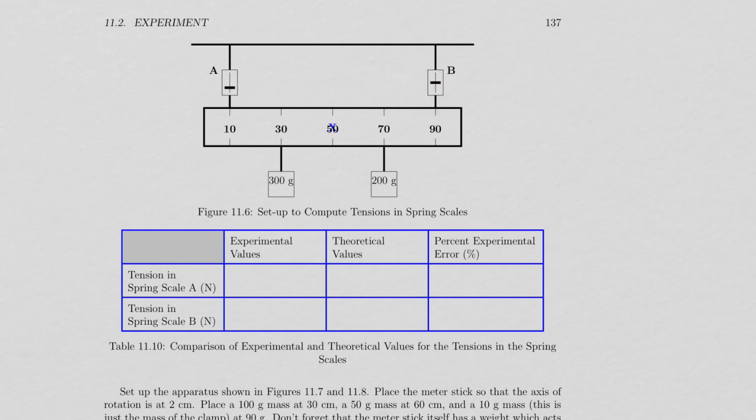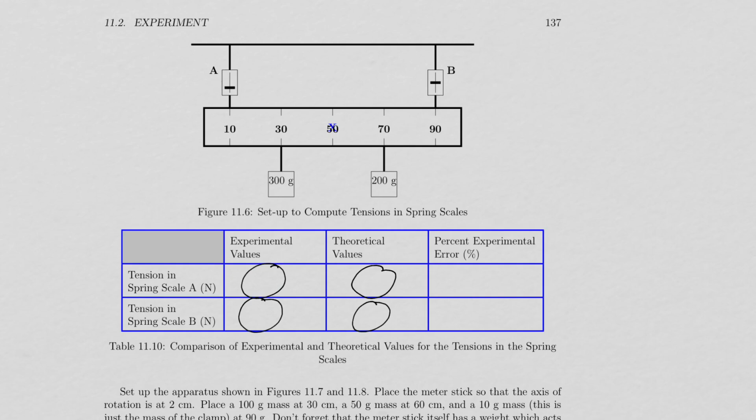So that's a tension B. There's a 300-gram mass. So that's going to create a weight, right, acting at 30 centimeters. There's a 200-gram mass acting at 70. And then you have the weight of the meter stick. Remember, the meter stick itself has a mass, and we're going to assume it acts right at 50. And the goal here is to theoretically compute the tension in A and the tension in B, and then compare. So these will be the theoretical values here that you're going to compute. And you're going to compare those to the two experimental values.